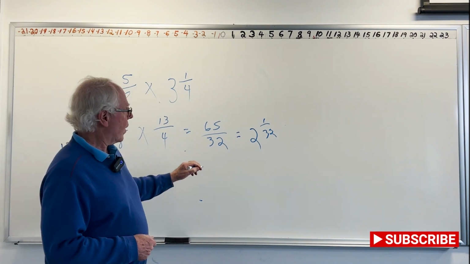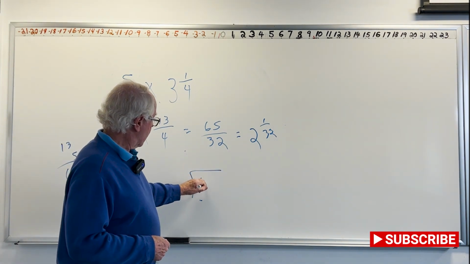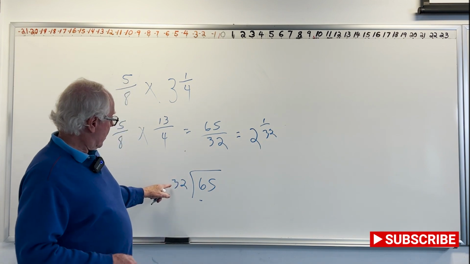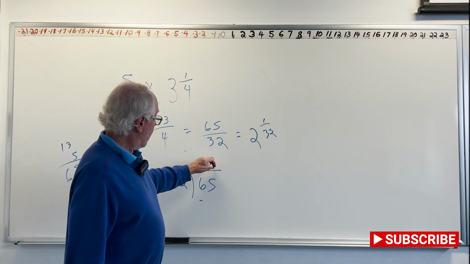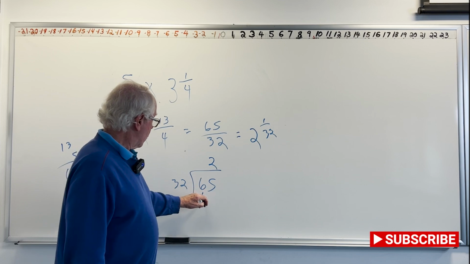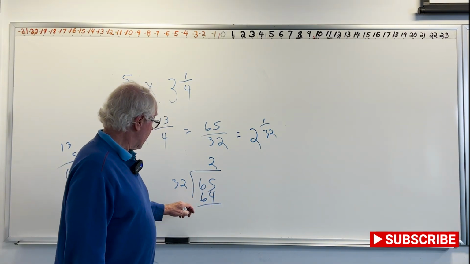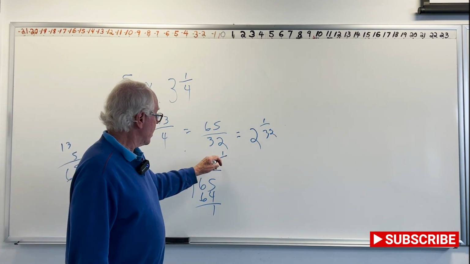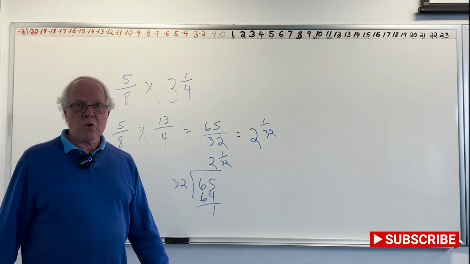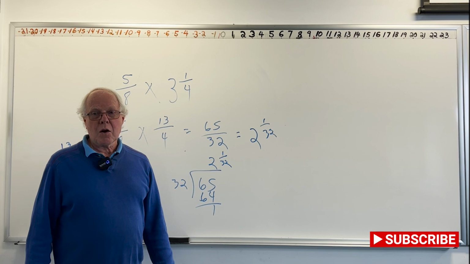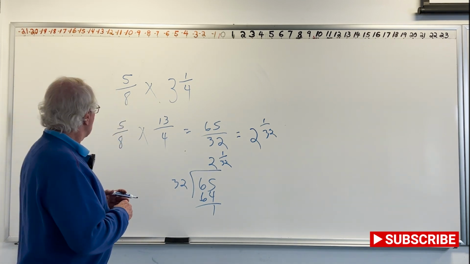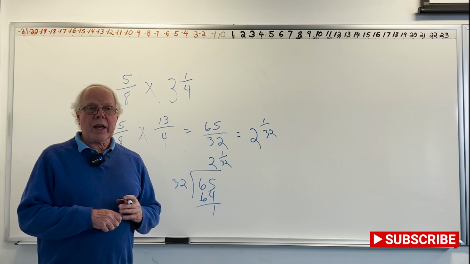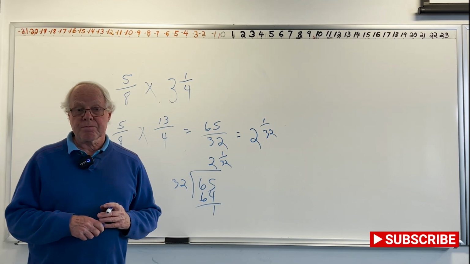1/32. Should I do that as a division problem? This means 65 divided by 32. Hope I'm right. 32 goes into 65 2 times. 2 times 32 is 64. 5 minus 4 is 1. Remainder 1, 1/32. Glad I got that right. Okay, so that's multiplication of fractions and mixed numbers. Next thing we're going to look at is division.